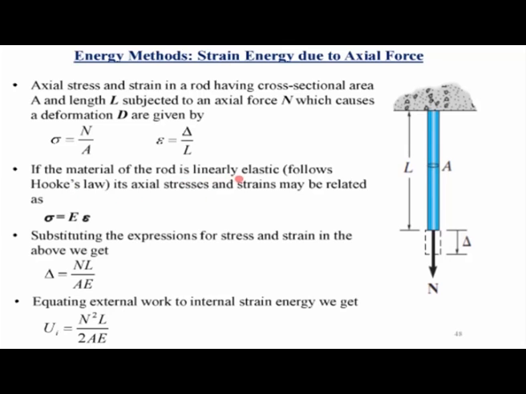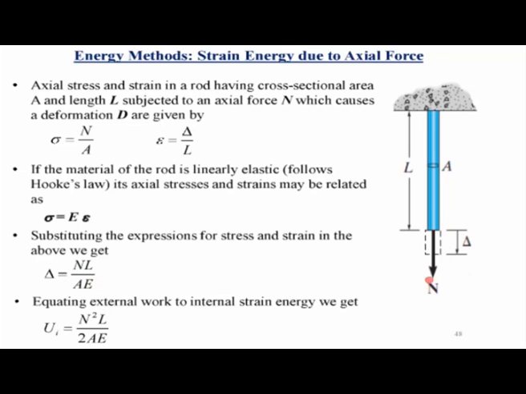Now, if the material of the rod is linearly elastic, that is, it follows Hooke's law, then the axial stresses and strains may be related by sigma equals E times epsilon, where sigma is the normal stress, which we have expressed here, epsilon is the normal strain, and E is the modulus of elasticity. If you substitute the expression for sigma and the expression for strain into this relation, then the deformation delta can be written as N into L over AE.